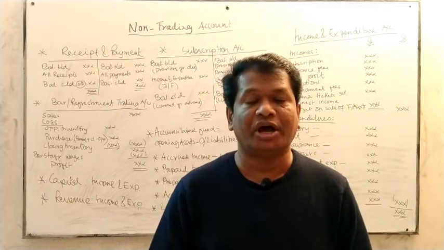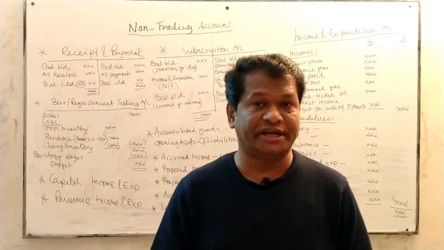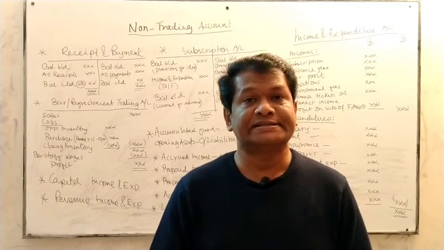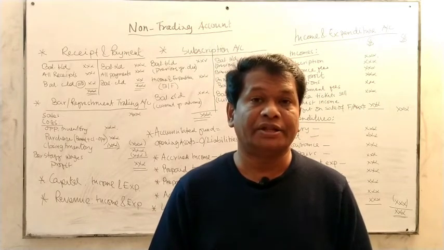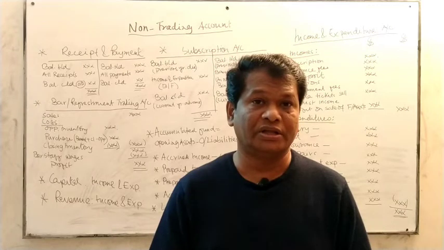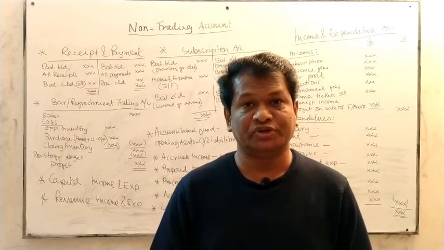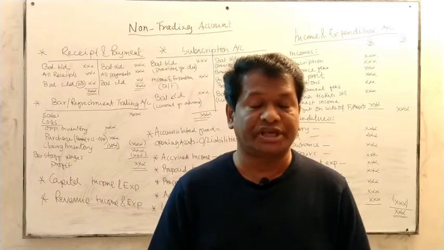Second, you have to prepare the subscription account. Since it is a club and society account, a non-trading concern, the major income comes from subscriptions. Those who are members of the society have to pay some fees to this organization, which is the major income for the business. So the subscription account is the second one.